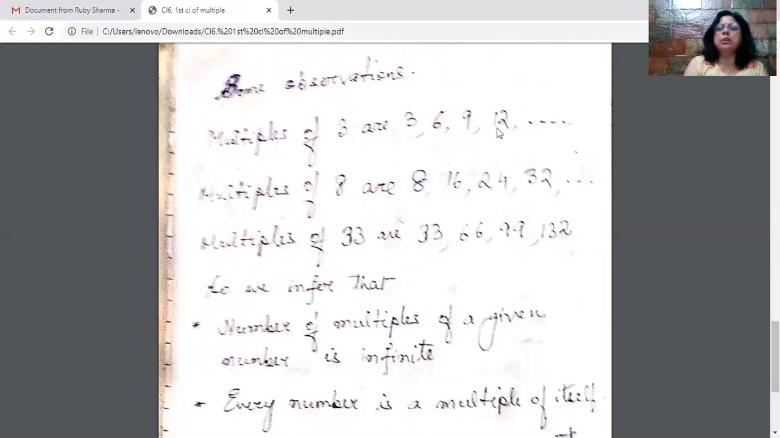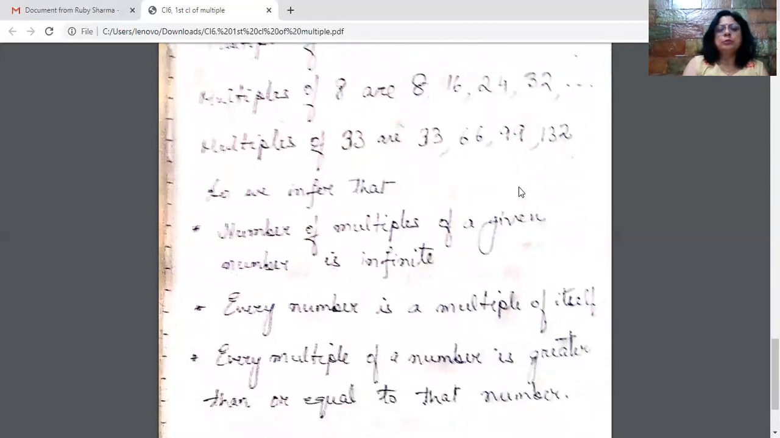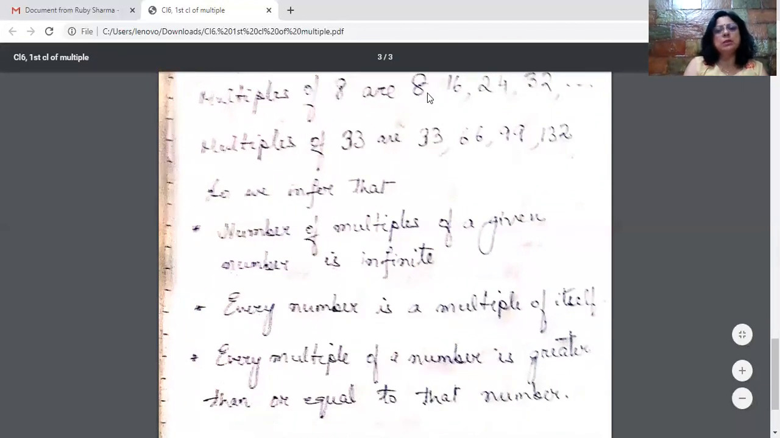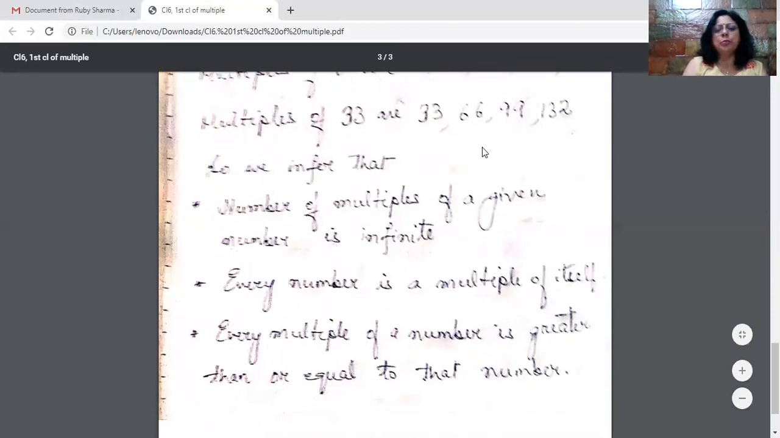Multiples are infinite. It can continue. Can you keep on multiplying and it's going to continue? Isn't that so? What do we say? The number of multiples of a given number is infinite. Every number is a multiple of itself. And every multiple of a number is greater than or equal to that number. That means if it is 8, the multiple is equal to 8. All the other multiples are greater than the number. So all the multiples are either equal or greater than the number. So this is what we infer from multiples.